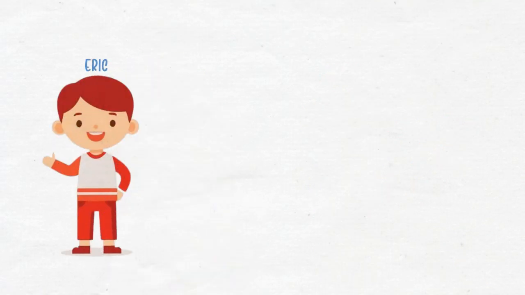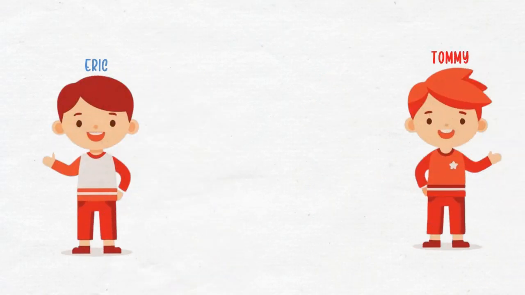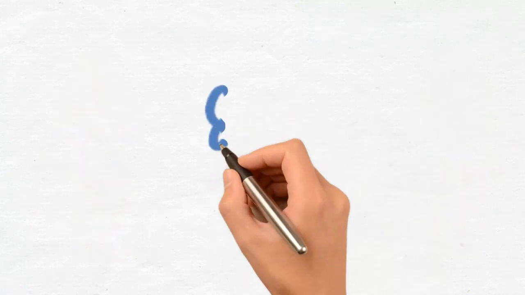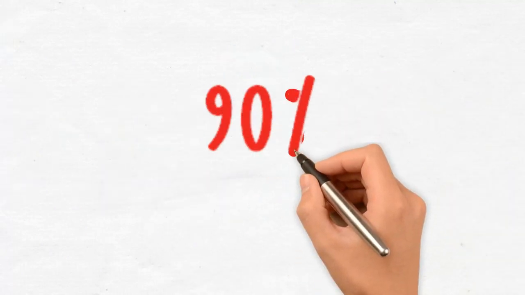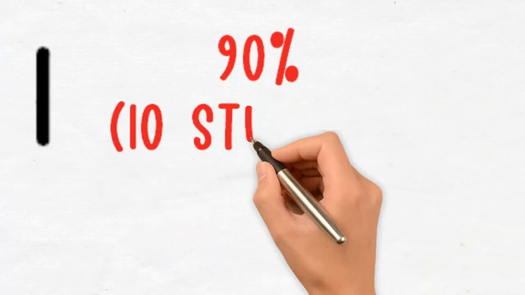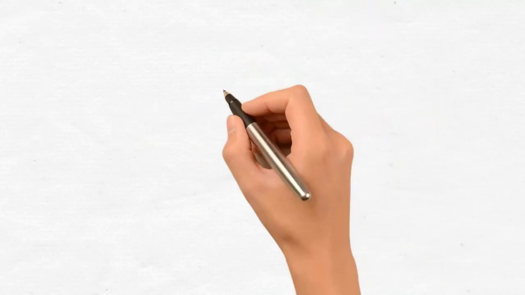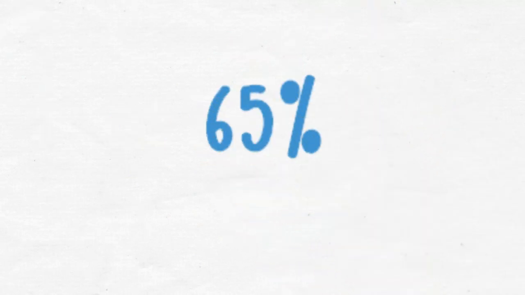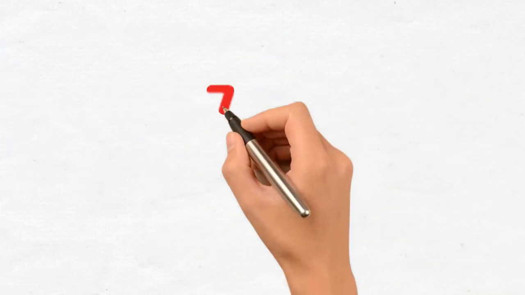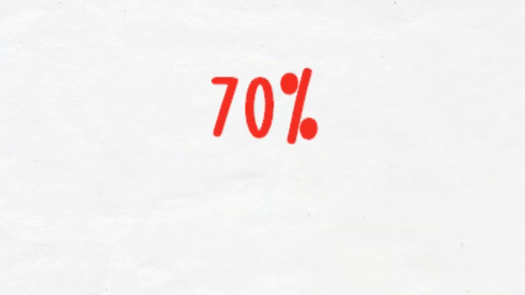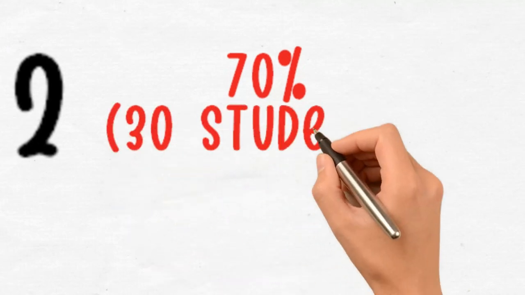If we take a closer look at the data, we can see that both of Tommy's classes have a higher average than Eric's classes. In Eric's first class, there is 30% with an average of 85%, whereas in Tommy's first class, there is 10% with an average of 90%. In Eric's second class, there's 10% with an average of 65%, whereas in Tommy's class, there is 30% with an average of 70%.